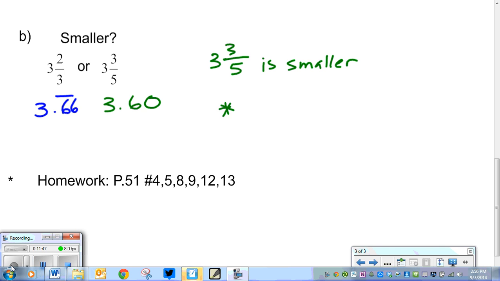And again, when we're thinking of smaller values, smaller means further left on a number line or closer to 0, or if we're looking at negatives, the furthest to the left on the number line.